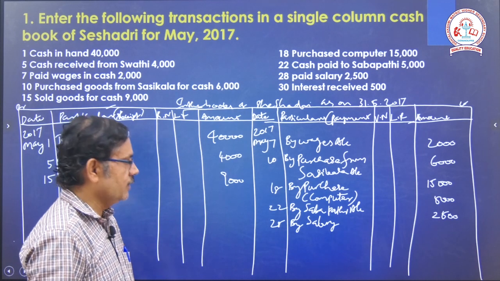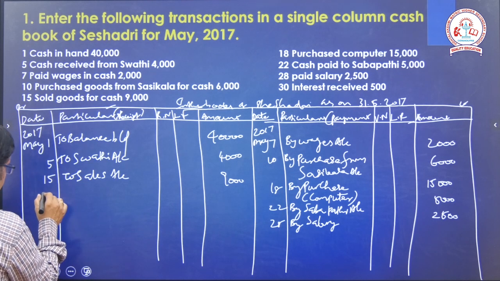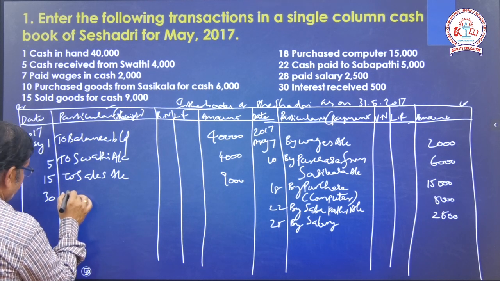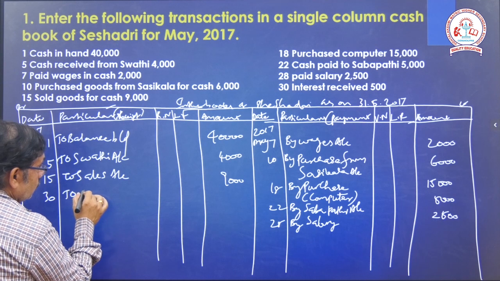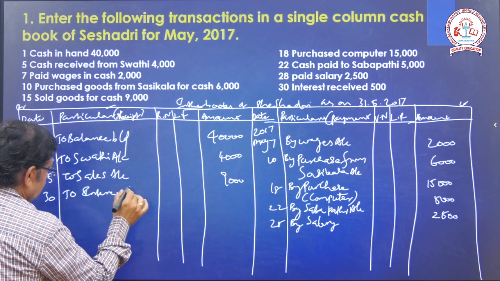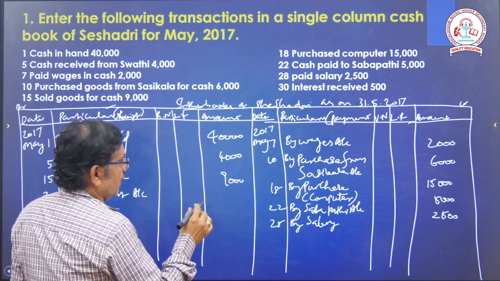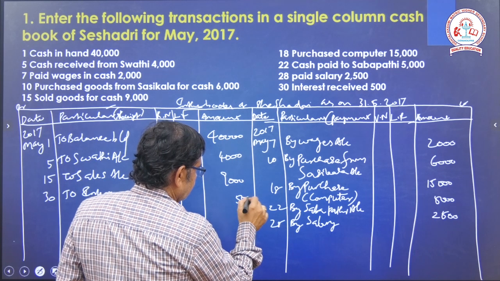And the next one, interest. Interest received, so we are receiving money and it goes to the receipt side. Write the date here, 30, to interest account, and write the amount 500.